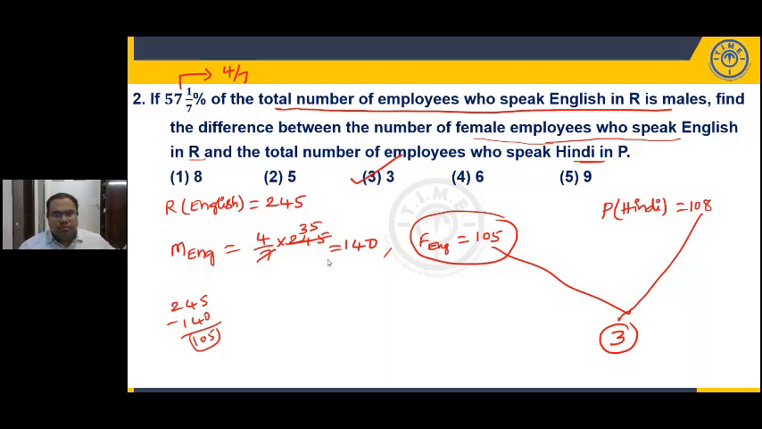Clear? Anubhav? Yes. Okay. Let's move to the next question then.